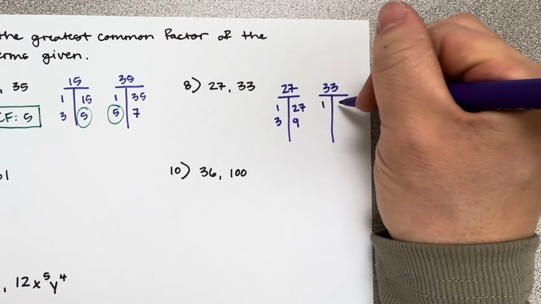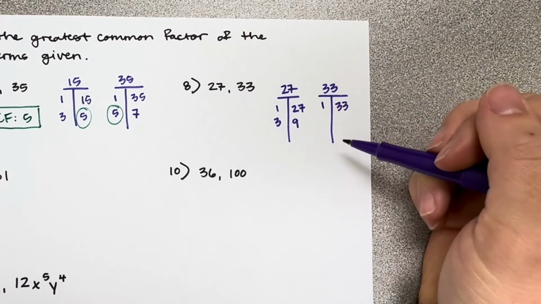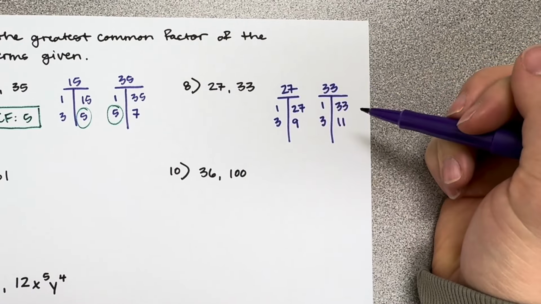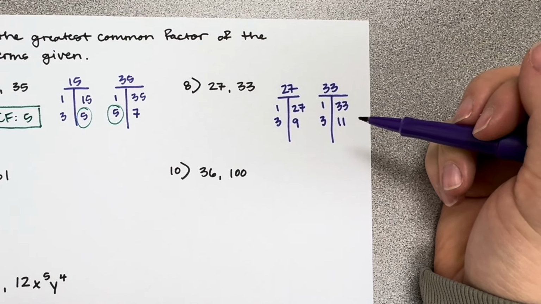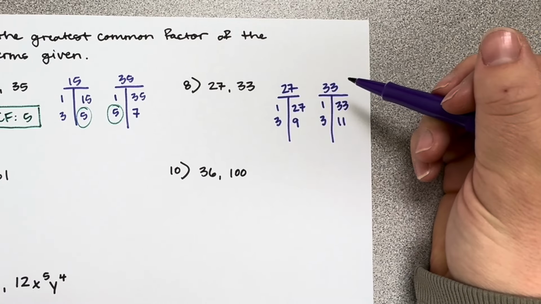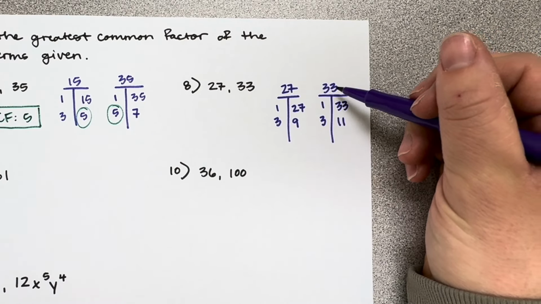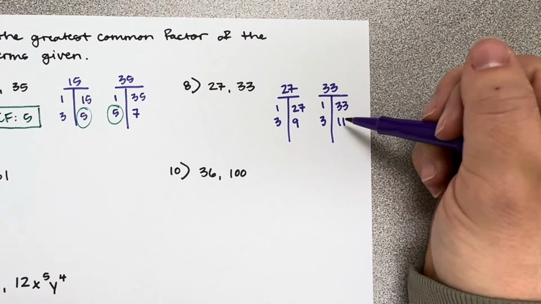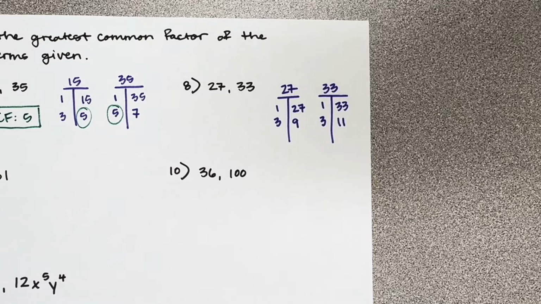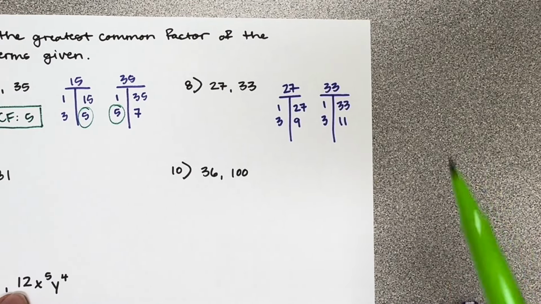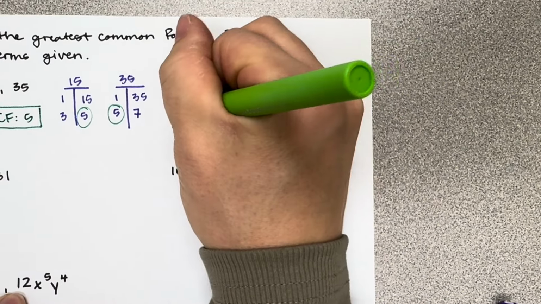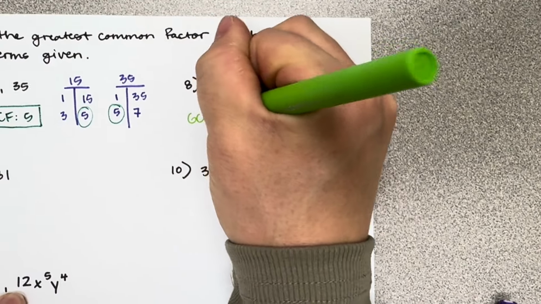Okay, now for 33. 1 and 33. 2 does not go into it, 3 does go into it. 3 times 11. 4 doesn't, 5 does not, 6 does not, 7 does not, 8 doesn't, 9 does not, 10, no, 11, yes, we already have it, so we are done with our lists. Okay, so find the biggest number that appears on both of these lists. Okay, well that is going to be 3. So our GCF is 3.